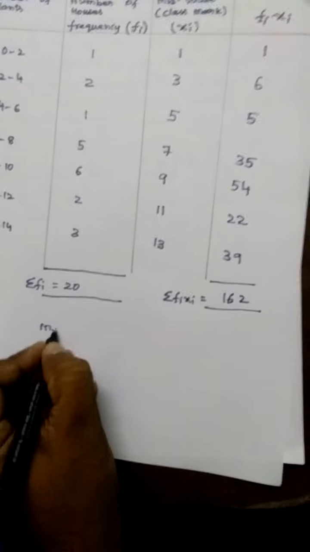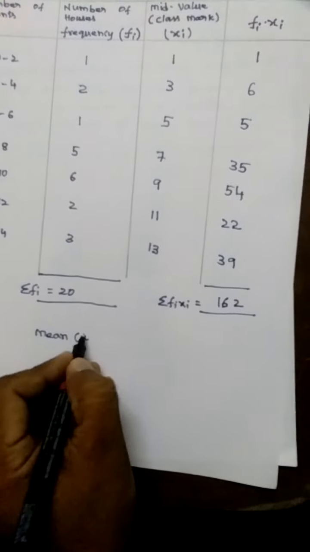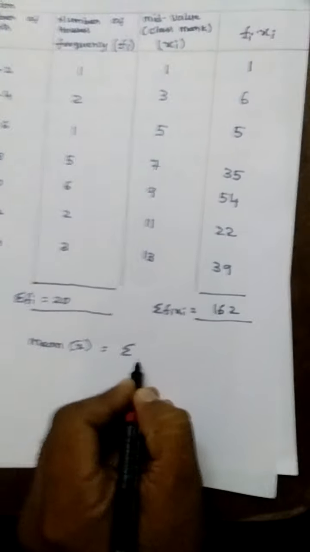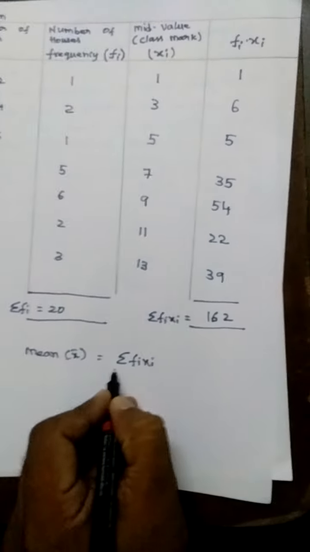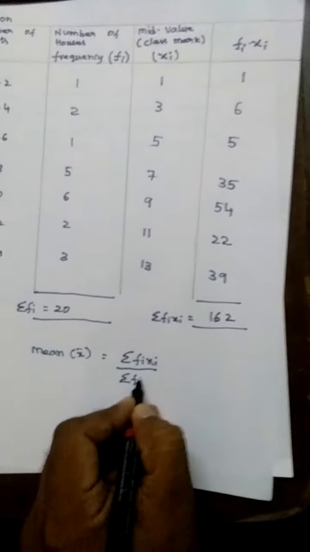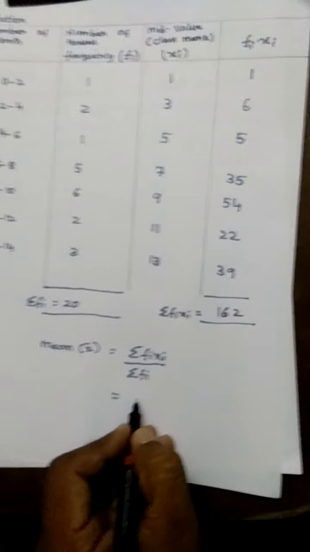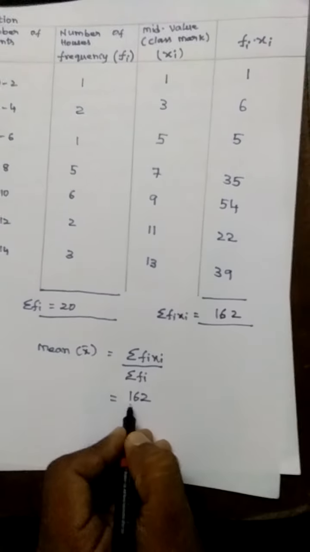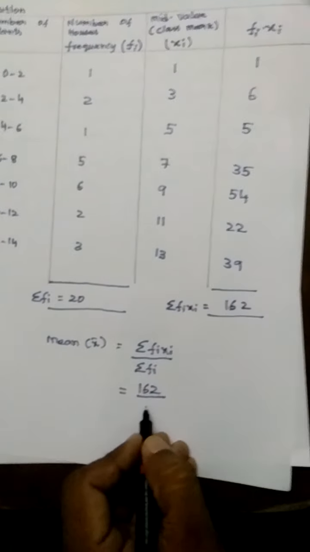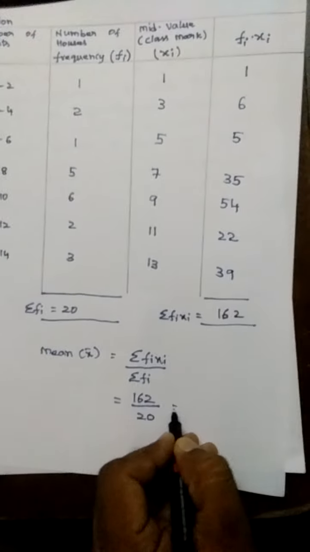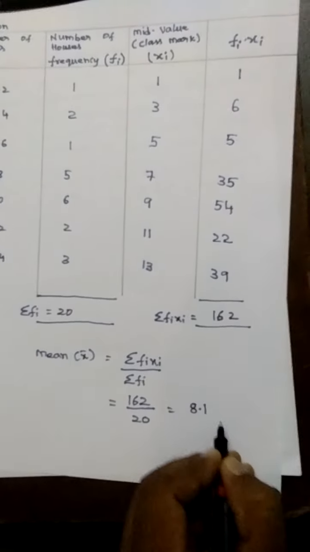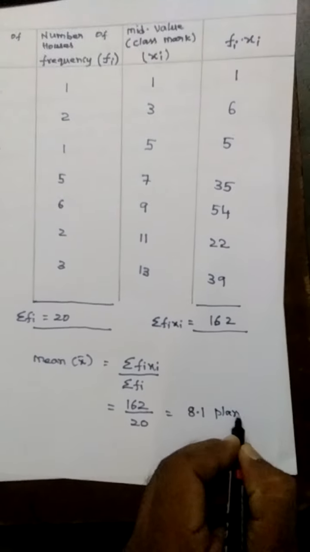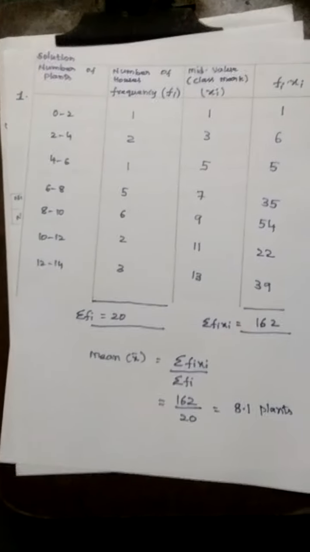Now mean. Mean x bar is given by the formula sigma fi xi by sigma fi. That is given by 162, already we have found the value. Sigma fi is 20. By cancellation we will get 8.1 plants. In this way we can find mean of given data.